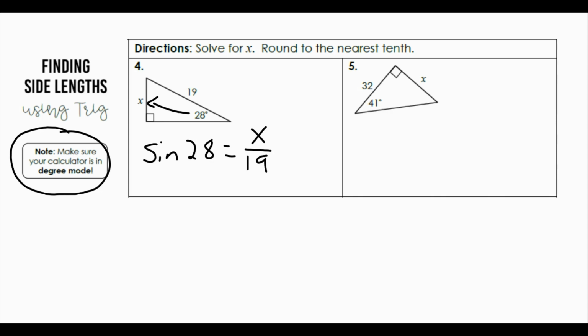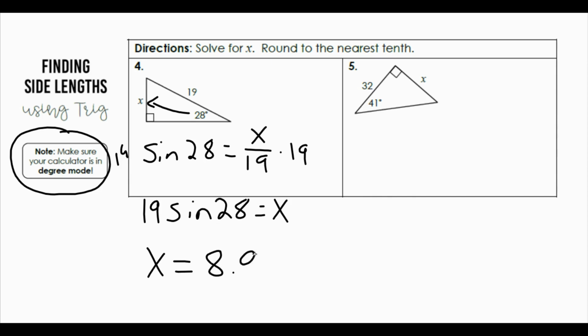Now think of sine 28 as just a value, it's a number. So now in order to get rid of this 19 and have x by itself, I would multiply both sides by 19. So 19 sine 28 is what x will equal. Now I can plug this into my calculator to get me what the actual side length is approximately. When I plug in 19 sine 28, I should get approximately 8.9.